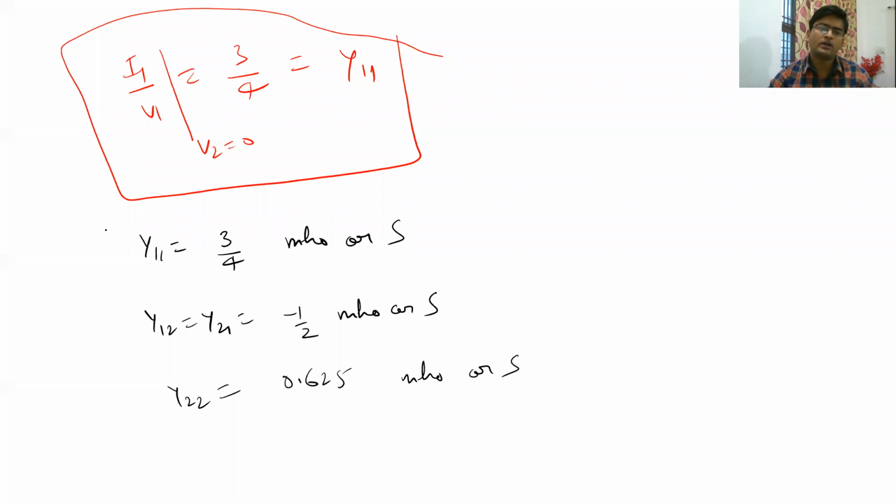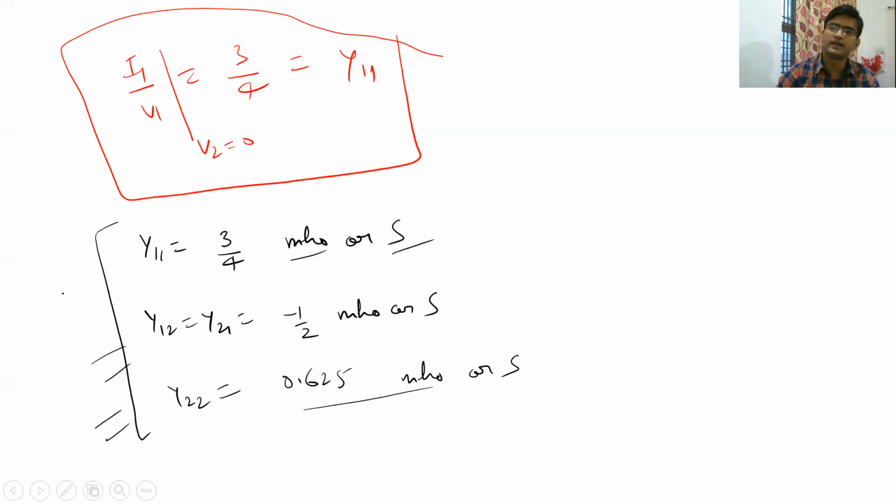So let me write all the answers. The unit of admittance can be either mho, or we can also call it Siemens. So Y11 is this, Y12 and Y21 will be the same obviously, and Y22 is this, right? Let us move to the next example.